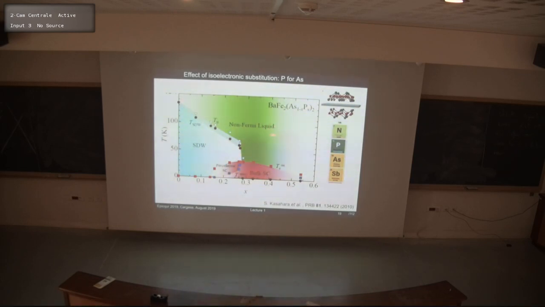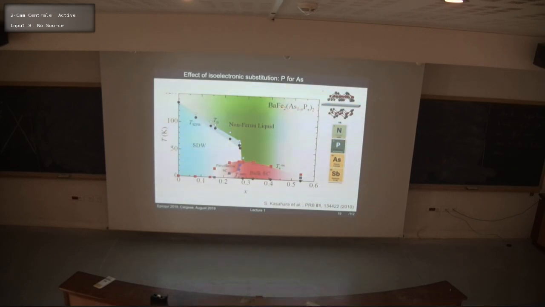Another way to tune this magnetic phase and get to the region of high Tc is through isoelectronic substitution. So in this case, we replace arsenic with phosphorus. Phosphorus is a smaller ion, but it has the same number of electrons. That means we do not dope. We just apply a chemical pressure effect.